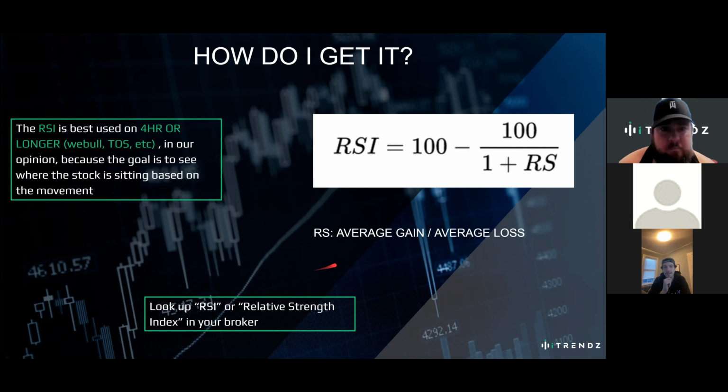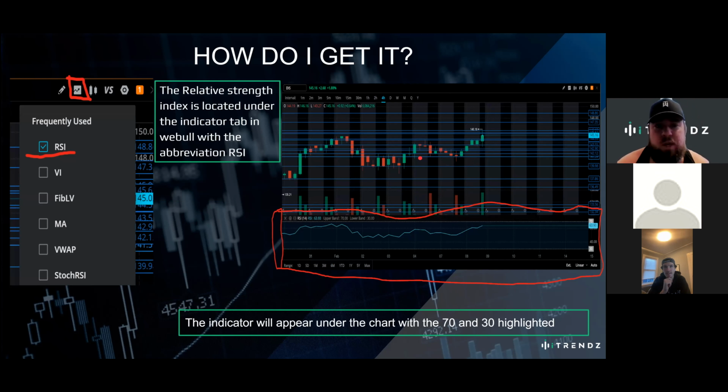But if you look up on your indicator, this example is on Webull. If you go to the little indicator symbol, you just tap on RSI, you click it on, and it'll show up in a box underneath your time frame. This is on the 4-hour time frame, and it automatically highlights that 70 and 30 point just as your marker, and you'll have that 50 as your midline. But it already appears on your chart with that 70 and 30 highlighted.